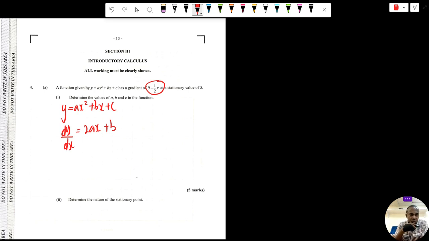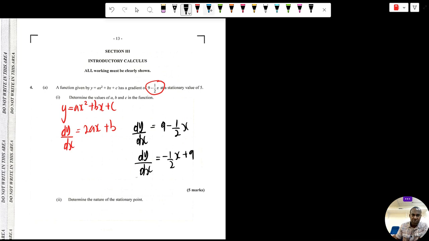Now, what exactly do they want us to do in this particular question? It says we're supposed to determine the value of a, b, and c in the function. If we go back to the first line, it says that the function has a gradient of 9 minus a half x at a stationary value of 5. So, what does this mean? It means that we also have dy by dx is equal to 9 minus a half x. Or if we want to write it with the x term first, we can say that dy by dx is equal to minus a half x plus 9.